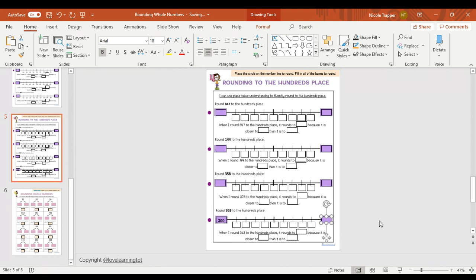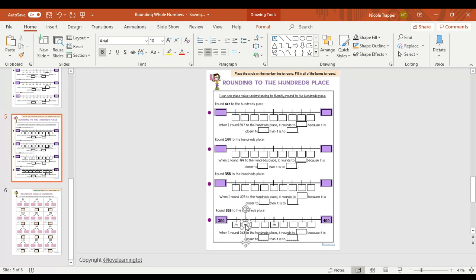Then I'm going to find my next boundary by counting by hundreds and finding the next 100. So after 300 comes 400 if I'm counting by hundreds. Next, I'm going to find the middle boundary, which would be 350, because halfway between 300 and 400 is 350. So now I'm going to continue going up by tens until I get to 400.